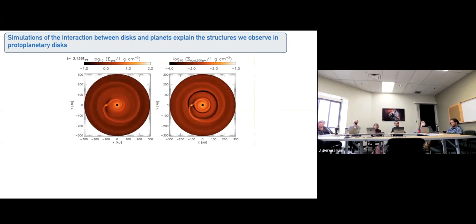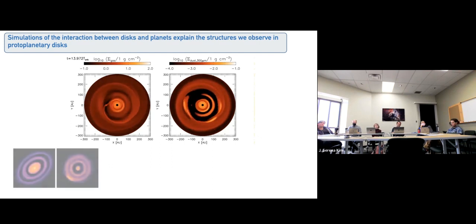When a planet forms in a disk, it influences the distribution of gas and dust in the disk. In these simulations, I'm showing on the left side the gas surface density, on the right-hand side the dust surface density. And we see that the presence of the planet creates some sort of spirals, gaps, and cavities. And now if we go with our instruments and try to take images of these disks, we kind of see all these structures in a multitude of disks that we were able to image.